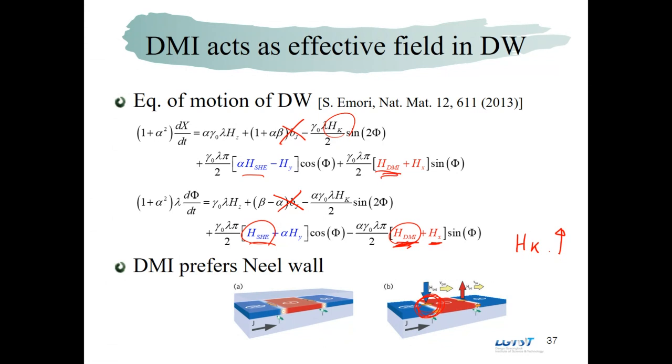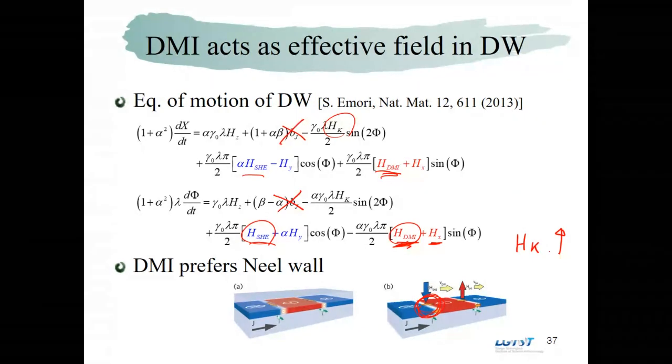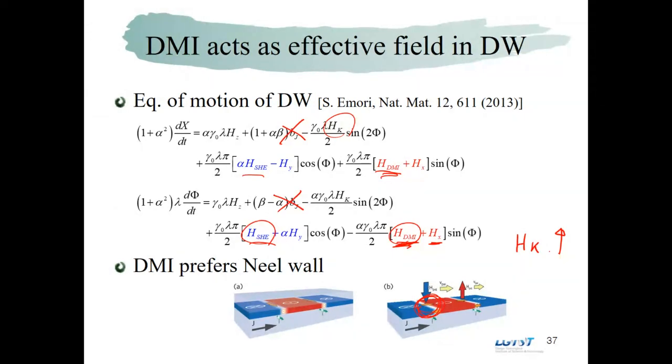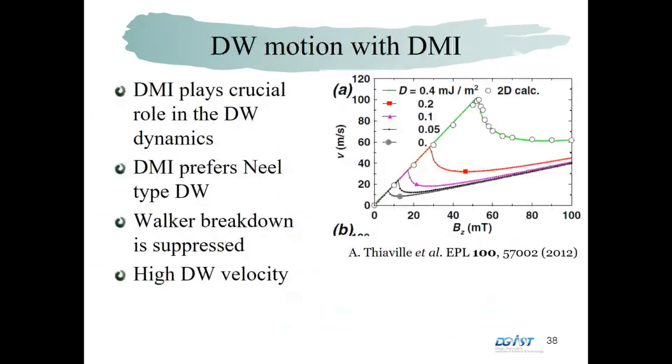Okay, so they prefer the Néel wall and increase the work breakdown field or the work breakdown current. As a result, the domain will be moved more effectively. So as you see here, in a zero DMI, the work breakdown can be easily obtained with a small field, and then the domain is moving like this.